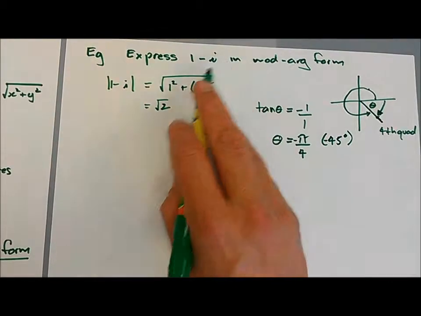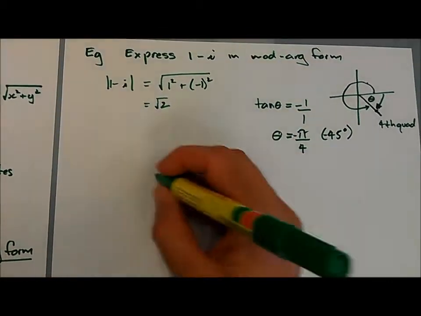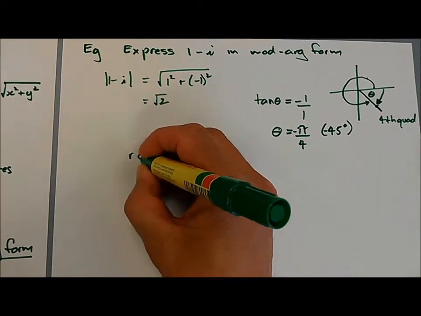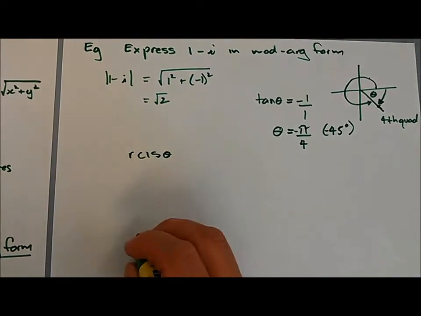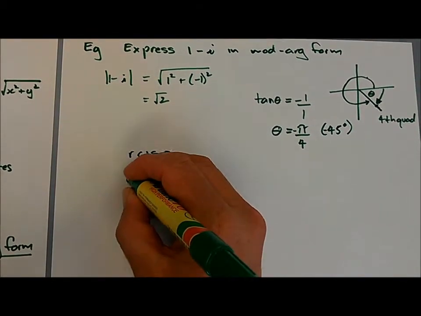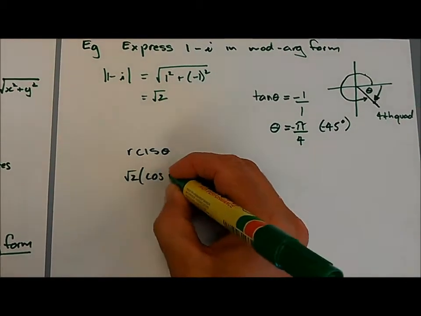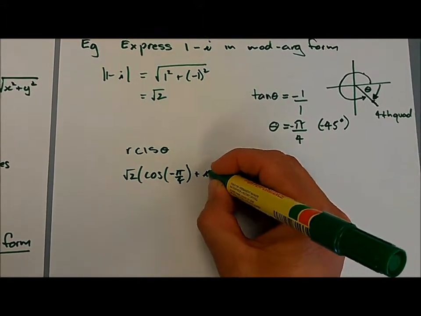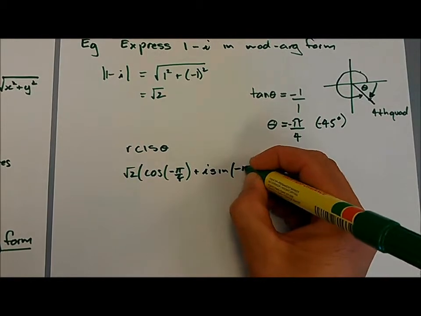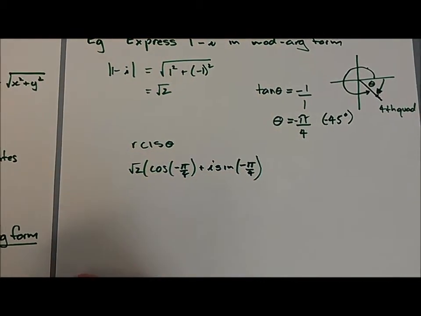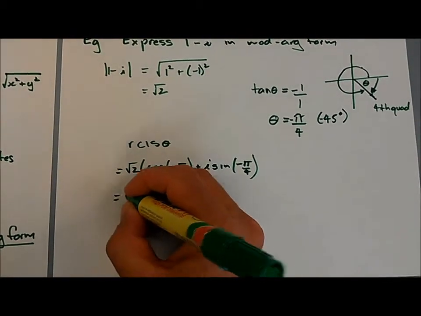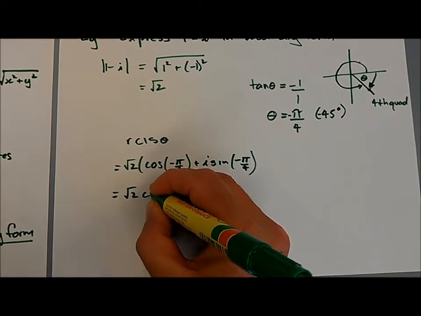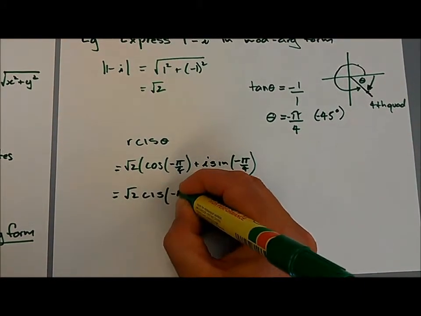So to express this in mod arg form then, the mod arg form is r cos theta plus i sine theta. So that would be r is root 2, cos negative pi on 4 plus i sine negative pi on 4. And in that abbreviated form would be root 2 cis negative pi on 4.